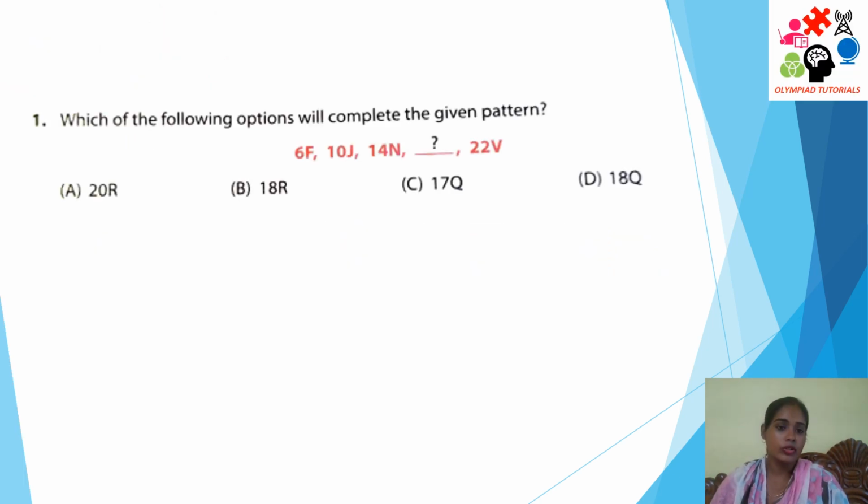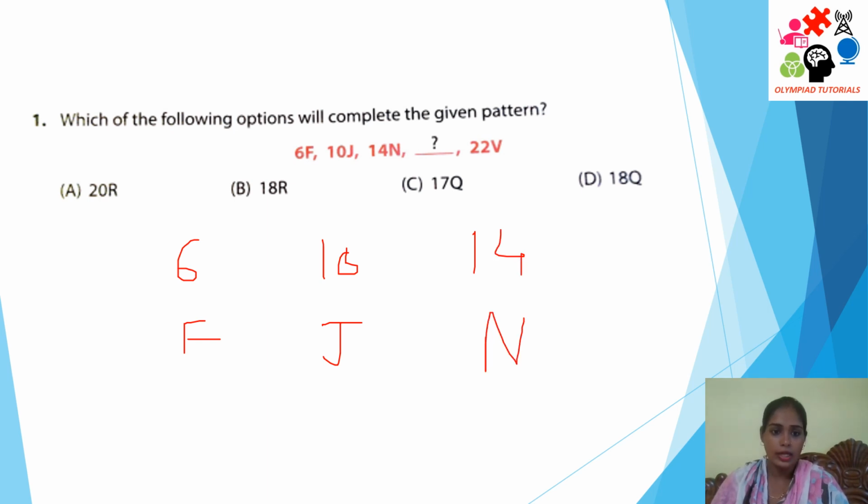So this is our first question. Which of the following options will complete the given pattern? Here a pattern is given: 6F, 10J, 14N, and so on, and then 22V. So if you observe them, the first number is 6 and the alphabet associated with it is F. Then we have 10 and J, 14 and N.